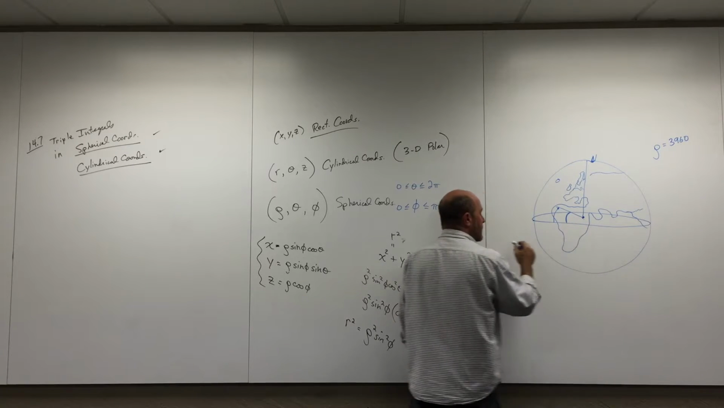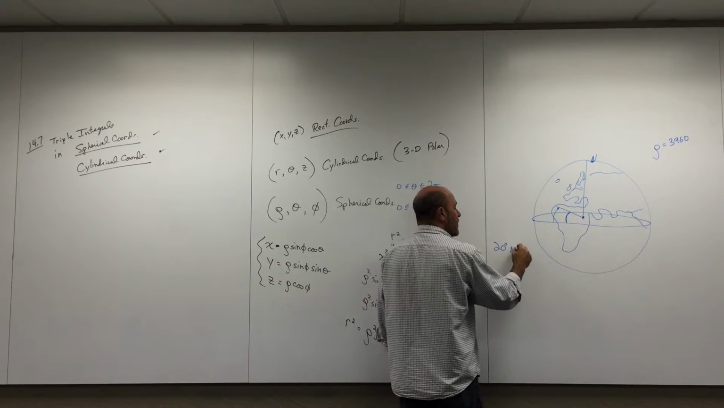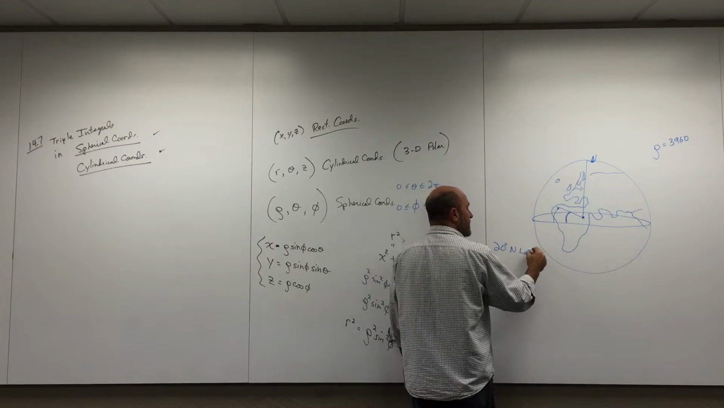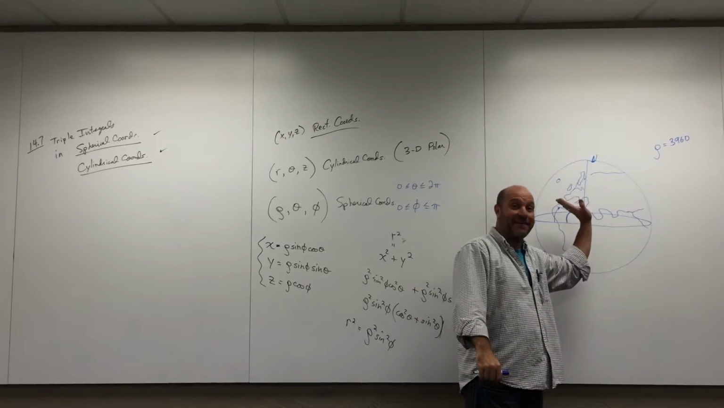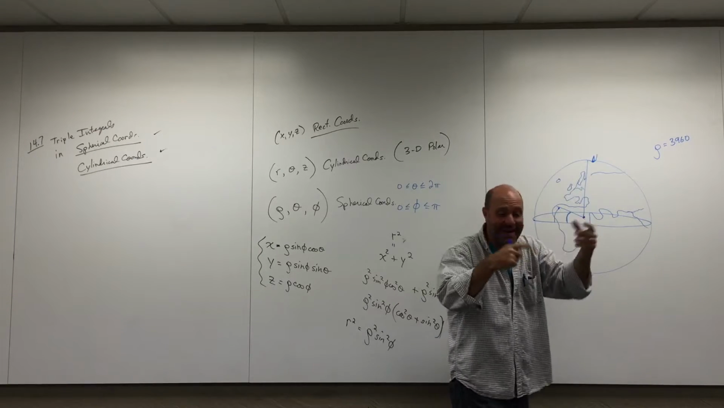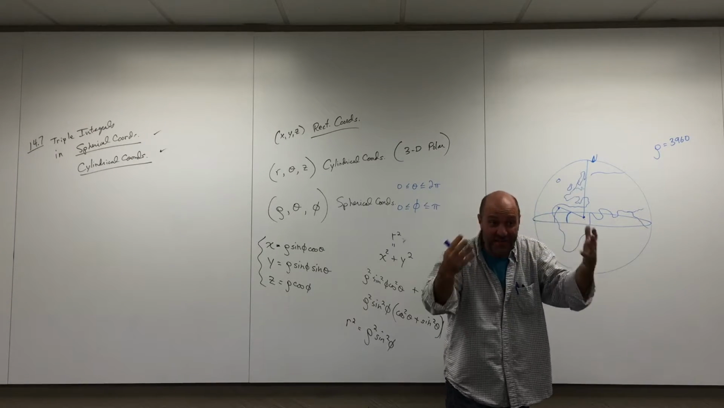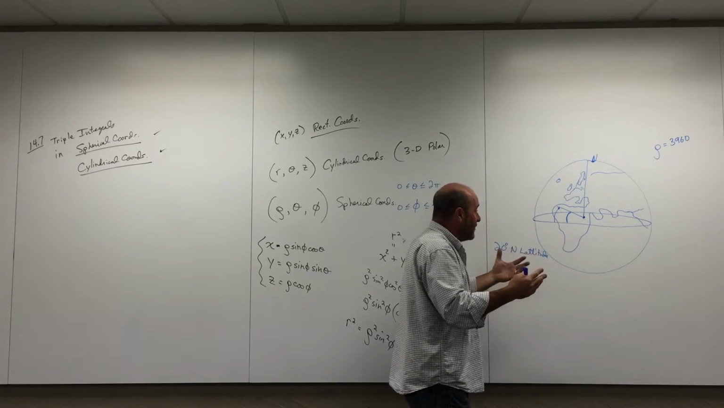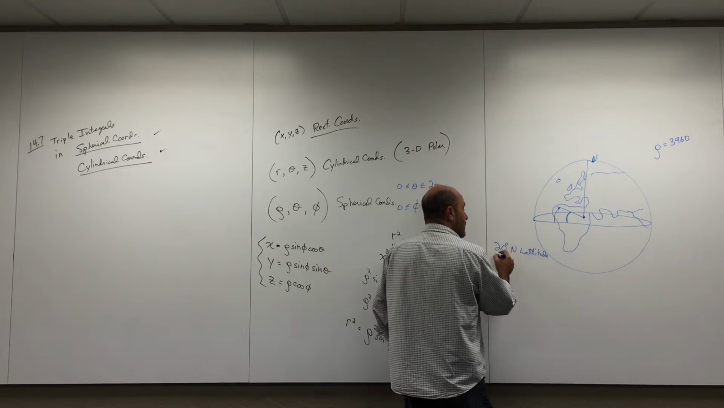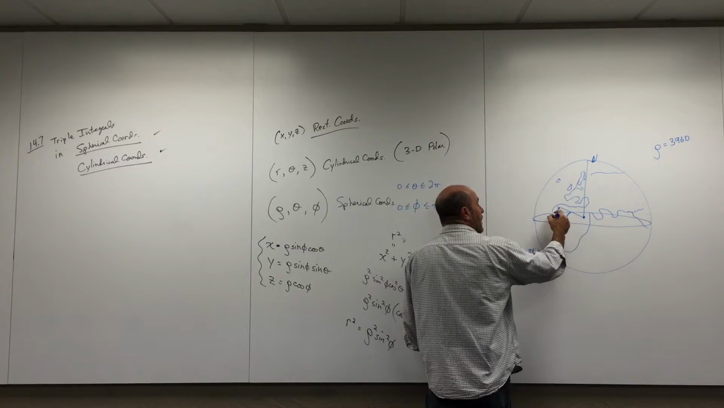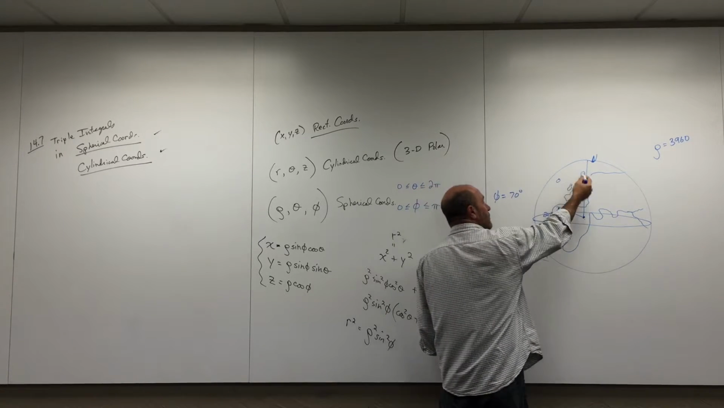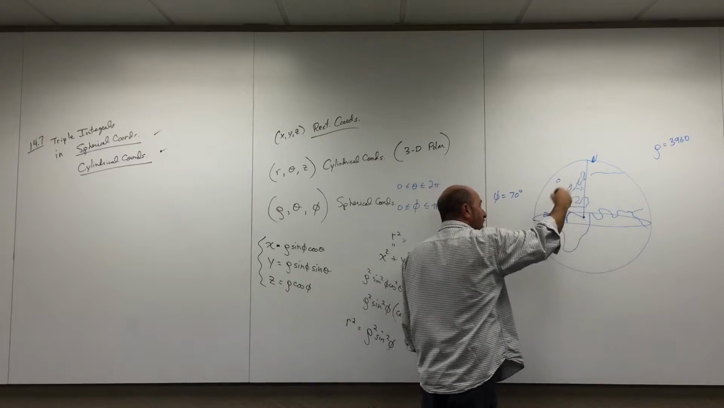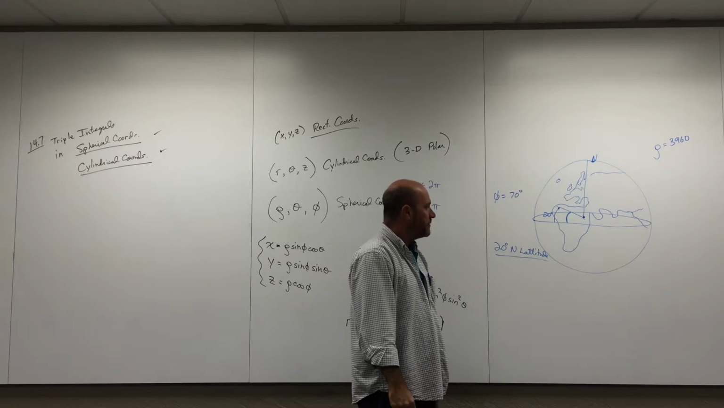But what would be phi? If I said I'm 20 degrees north latitude, what is phi? 70. Good, because phi is measured from the North Pole down. So latitude ain't exactly phi, but latitude can get you to phi. If you're 20 degrees north latitude, then your phi is 70 degrees, from the North Pole down. That's how phi is measured.